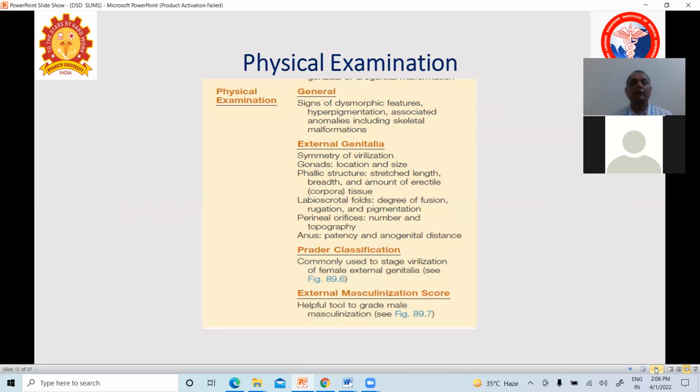Physical examination you have to do for both the male and female baby, looking for general signs of dysmorphism, features of hyperpigmentation, and associated anomalies including skeletal malformations. External genitalia you have to look at, and the more commonly used Prader classification is used to stage virilization of female external genitalia, and the external masculinization score, EMS, is used for masculinization in males. So you should be aware of this Prader classification and EMS score.